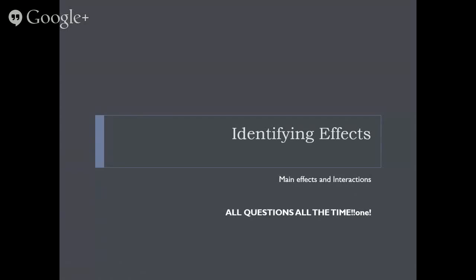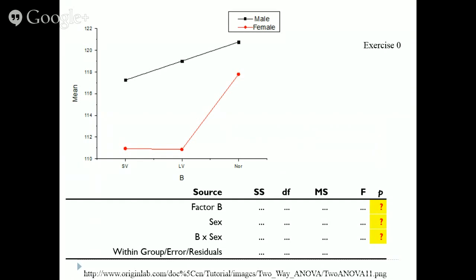Our two-way analysis of variance lectures: identifying effects and interpreting those effects. So just lots of question examples. I think there are about 15 of them, so I'm just going to go through these. The quiz is done. Just want to talk a little bit about this.